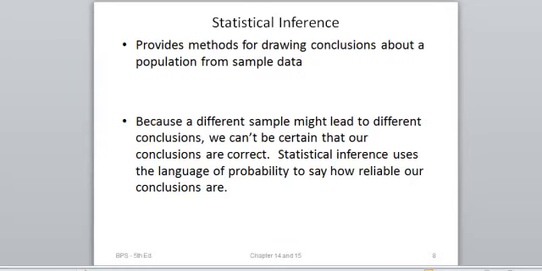So statistical inference provides methods for drawing conclusions about a population from data. Because different samples might lead to different conclusions, we can't be certain that our conclusions are correct. Statistical inference uses the language of probability to say how reliable our conclusions are.